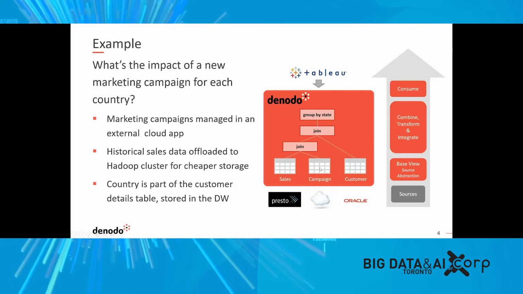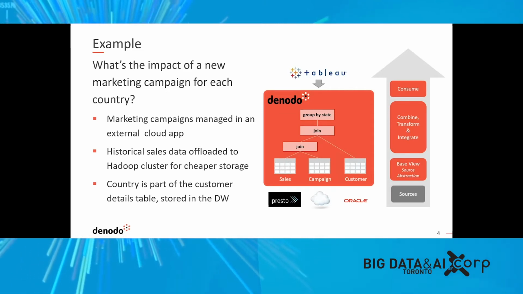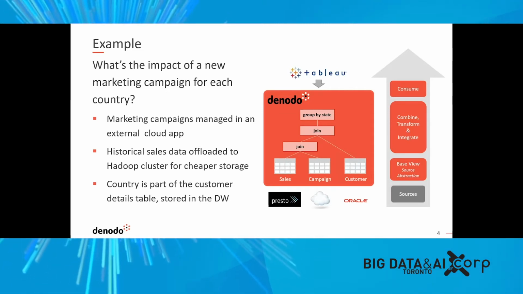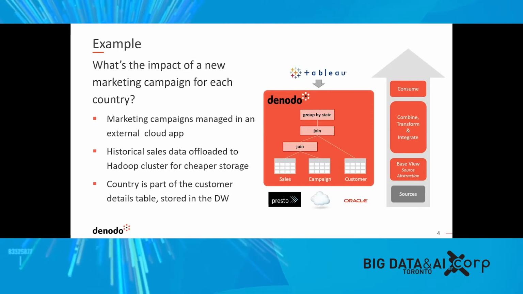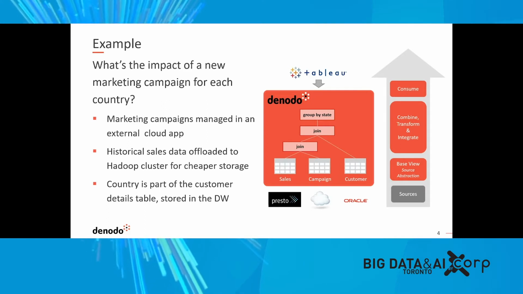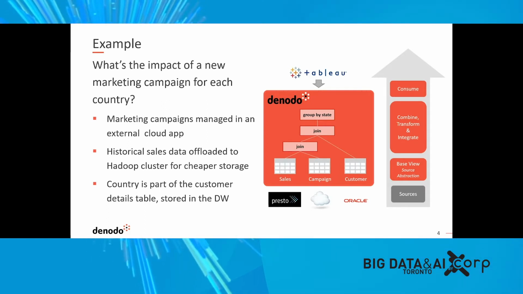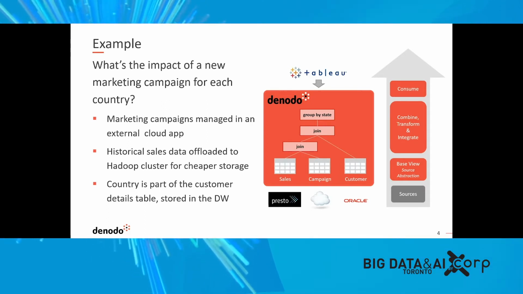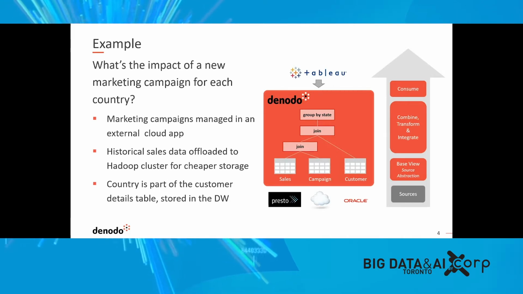A base view in Denodo is a one-to-one metadata mapping back to a physical object such as a database table. Once we've imported the metadata for our base views, the Denodo developer can begin the process of combining and transforming those base views into a new derived view to be used by our business analyst.